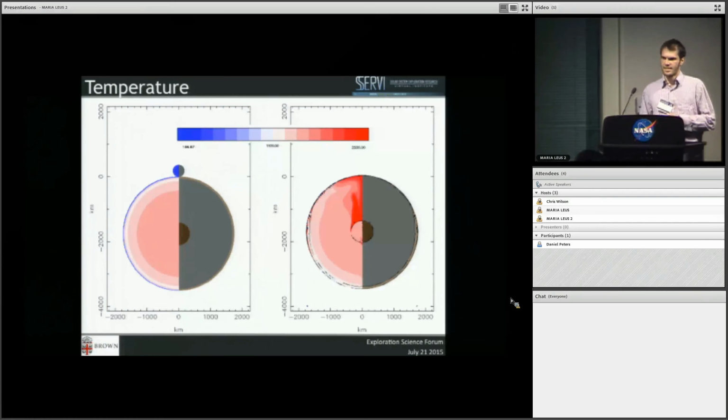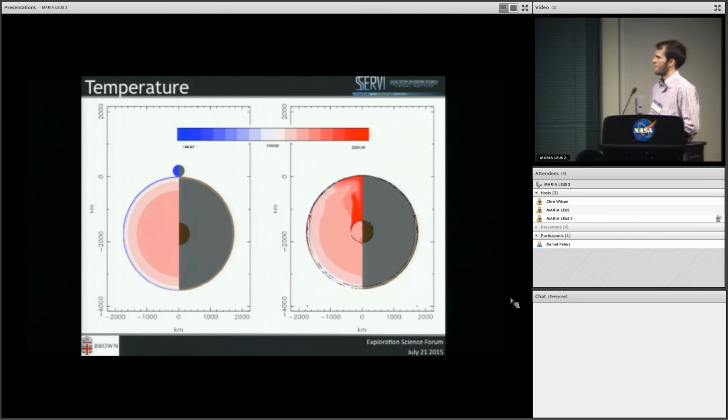So here, this is showing temperature before and after. We have the before picture on the left and the after picture on the right. And as you can see, at the site where the impact has occurred, you've heated mantle material to above a liquidus temperature, creating a large volume of molten mantle material at the center of the impact.